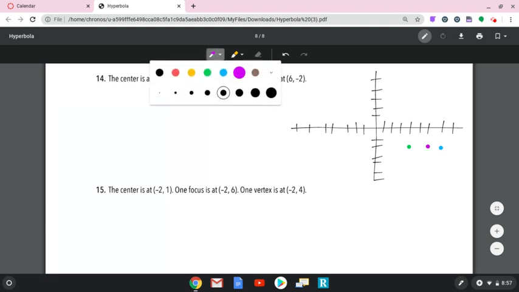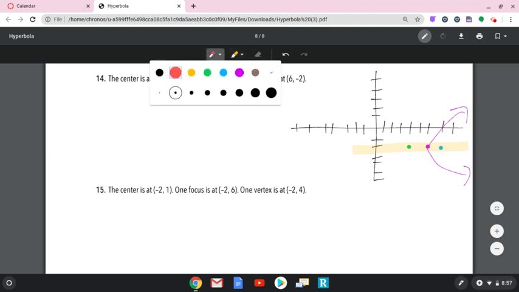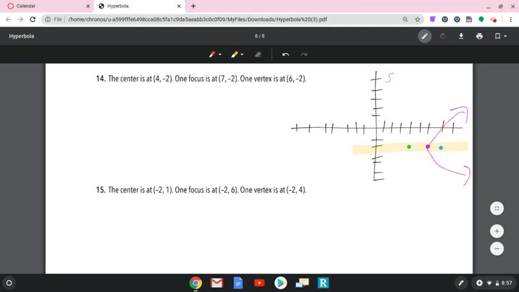Now let's think about that. If that's my vertex, the hyperbola will open towards my foci and away from my center. I also know I have a horizontal transverse axis because the center, the vertex, and a focus are all on a horizontal line. So that means we have a side to side hyperbola.